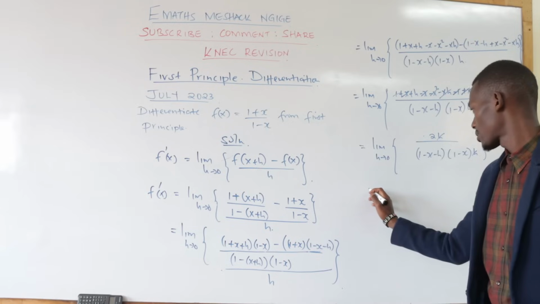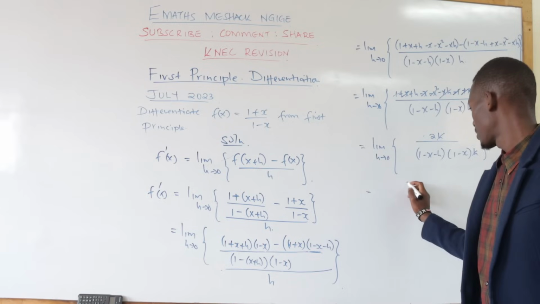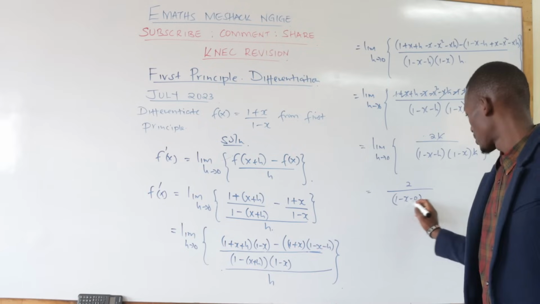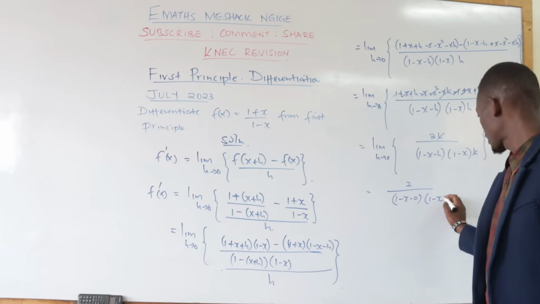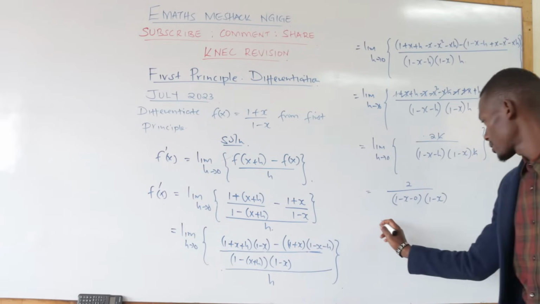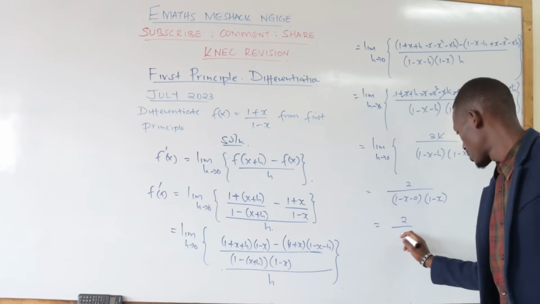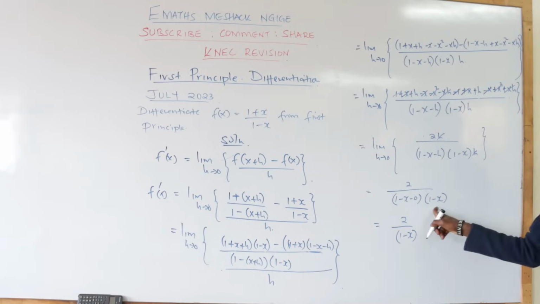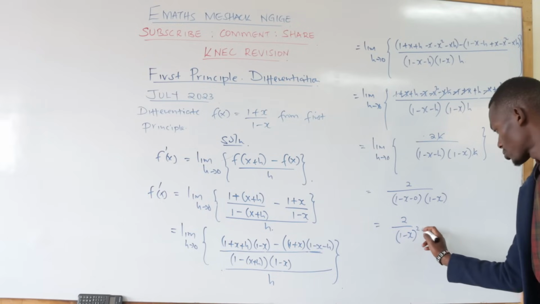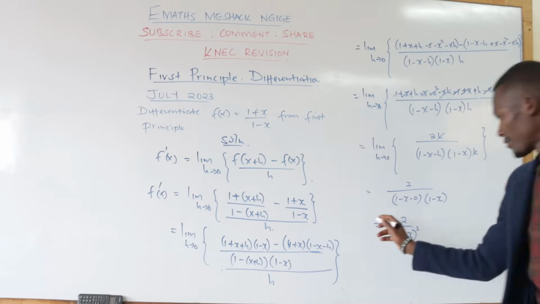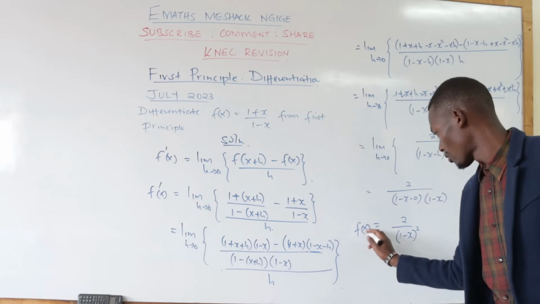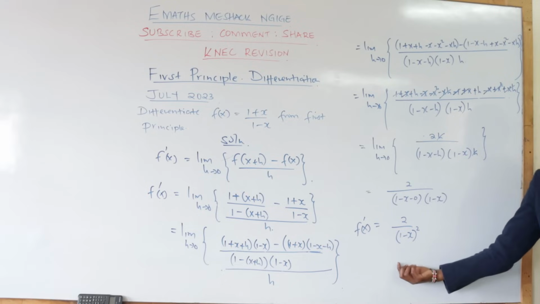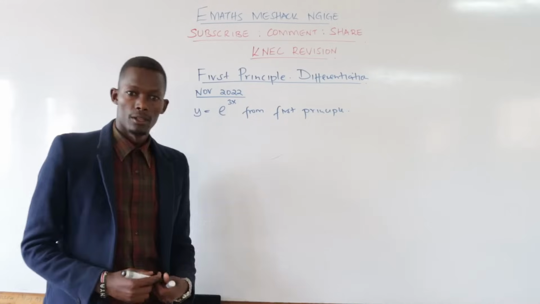So replacing with h being equal to 0, we shall have 2 all over 1 minus x minus 0, then 1 minus x. Then expanding this, we just have 2, then 1 minus x. Since this will remain as 1 minus x and this one is 1 minus x, we have a square because there will be 2 of them. Therefore, the derivative for our function there will be given by 2 all over 1 minus x squared.